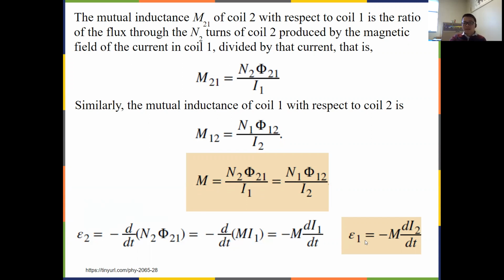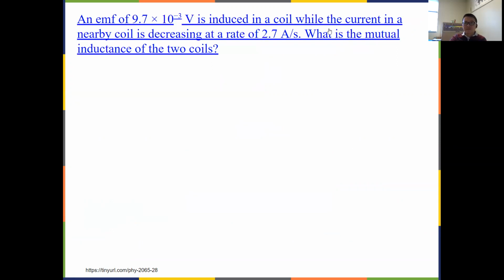Then epsilon 2, similarly, you can find it out. It's going to be minus M dI2 over dt. So depending on what you are given, you can use the information as given to find M, or the other way around to find other quantities. Let's take a look at this example.